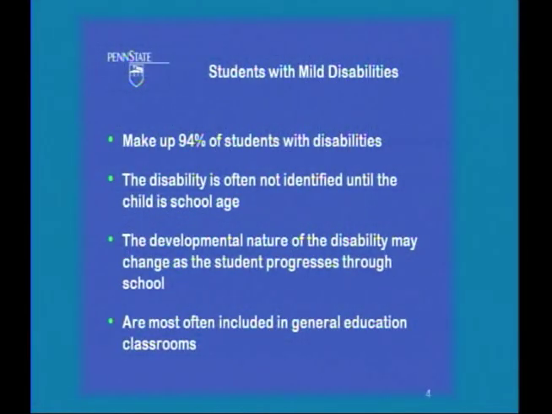Students with mild disabilities make up 94% of students with disabilities. The disability is often not identified until the child is school age. In this case, it can be a big surprise for parents, friends, and relatives. The developmental nature of the disability may also change as the student progresses through school. For example, a young child, 2 or 3, with speech difficulties, with therapy and with time, may grow out of those difficulties. Students, as I noted before, with mild disabilities are the ones most included in general education classrooms.